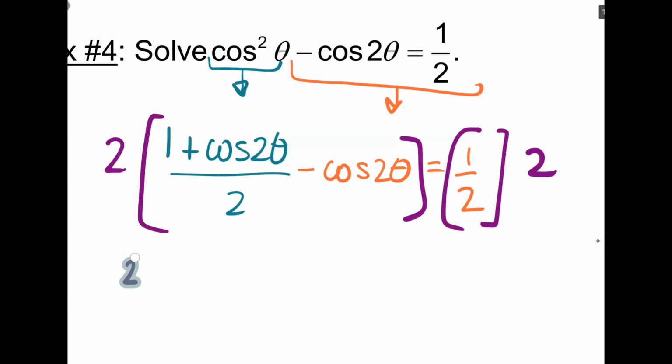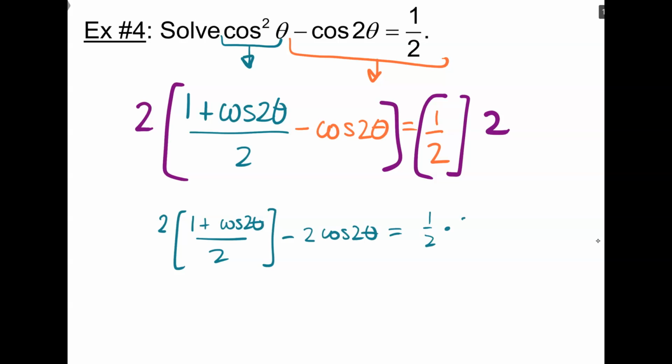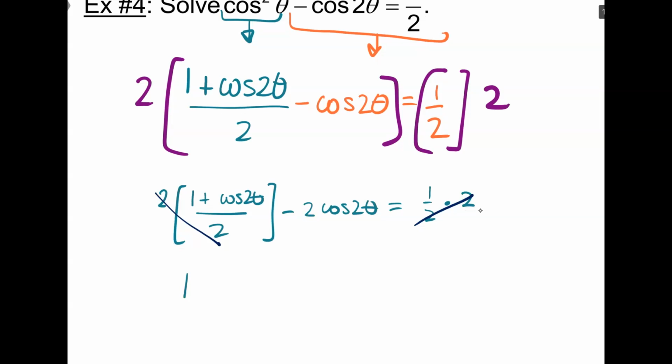So I have 2, okay. So I might be showing too many steps of work, but I would rather show extra work than not enough. So I have 2 times 1 plus cosine 2 theta over 2. I have 2 times cosine 2 theta, and I have 2 times a half. So the 2 and a half cancel out. These 2 cancel out. So I'm left with 1 plus cosine 2 theta minus 2 cosine 2 theta equals 1. Now I will be moving it onto the left side.